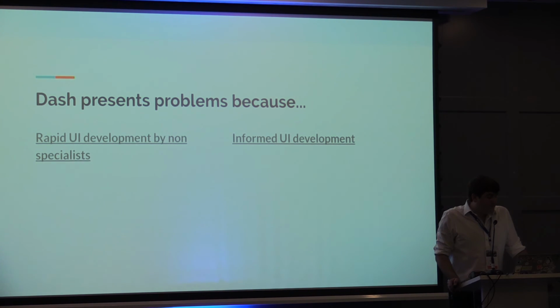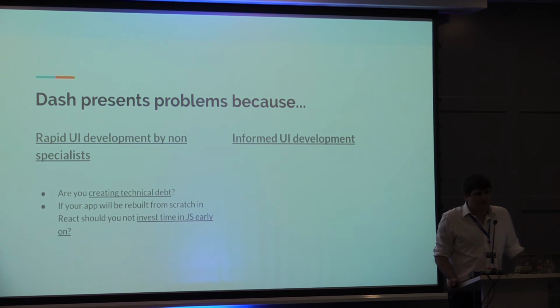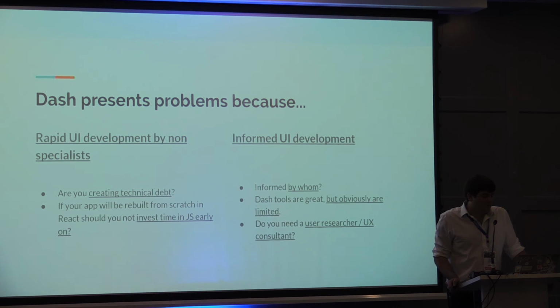So, for example, that rapid UI development that you benefit from so much towards the start of a project, if you know you're going to be developing a much bigger tool, are you going to be creating technical debt straight away? Do you need to employ a JavaScript developer or get one on your team from the get-go? And that idea that this is informed UI development, well, informed by whom? Data scientists? Yeah, that's great, but they're not users. Do you need to get a user researcher in, or actually employ a UX consultant to start thinking how we're going to build a good app rather than just an app?